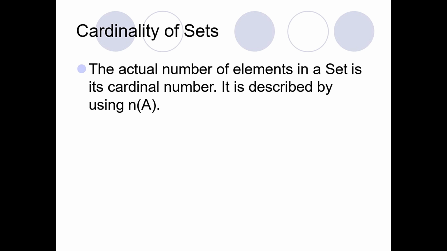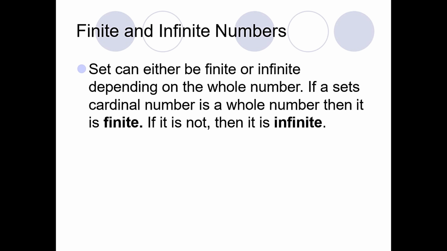Another thing, we have finite and infinite sets. A set can either be finite or infinite depending on the whole number. If the set's cardinal number is a whole number, then it is finite. If it is not, then it is infinite. Now what does this mean? Actually, there are sets in which you can count the elements. As long as you can count them, that is considered a finite set.